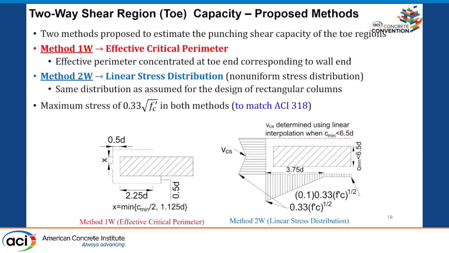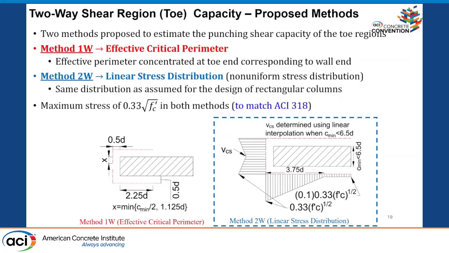And then we had the second model, which is more realistic in terms of how stresses actually are on this critical perimeter, where the whole toe has a critical perimeter, except, of course, this side, which was part of the wall. Then there is no critical perimeter. And the stresses are linearly distributed in this region. And again, we calibrated all these values, but the maximum stress is 0.33 square root of f'c always, to match the ACI code.